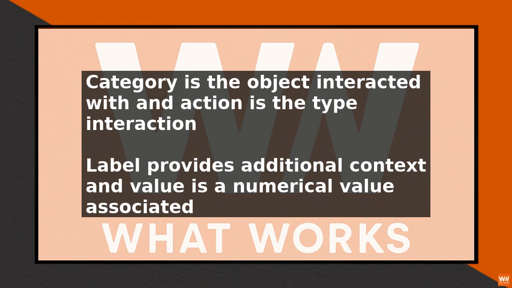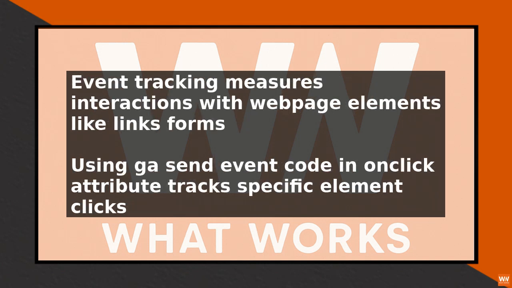You can also use event tracking to measure interactions with specific elements on your web page, such as links or forms. To do this, you can add the GA send event code to the onClick attribute of the element. For example, if you want to track clicks on a specific link, the code would be onClick GA send event link click this link.